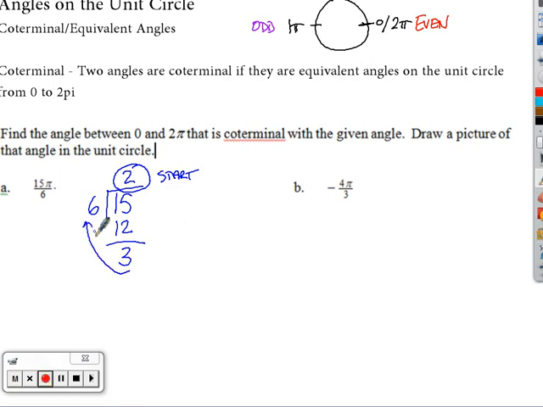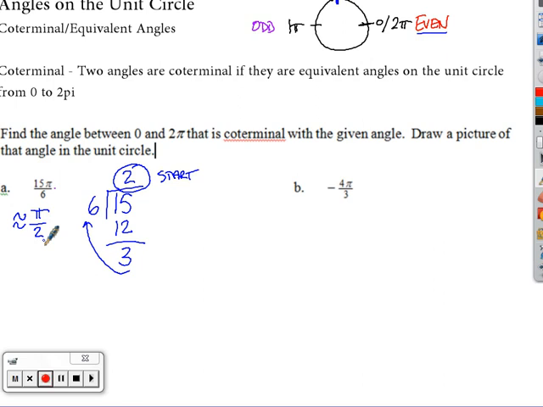So if I go up here and I start even, 2 is an even number, so I start on the even side, and I go a half more. That would be right here, pi over 2. So 15 pi over 6 is equivalent to pi over 2.